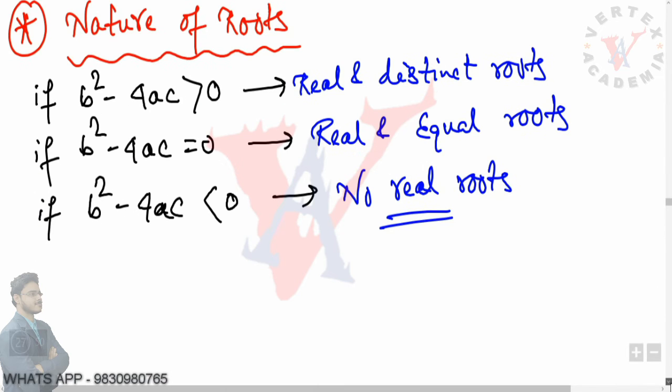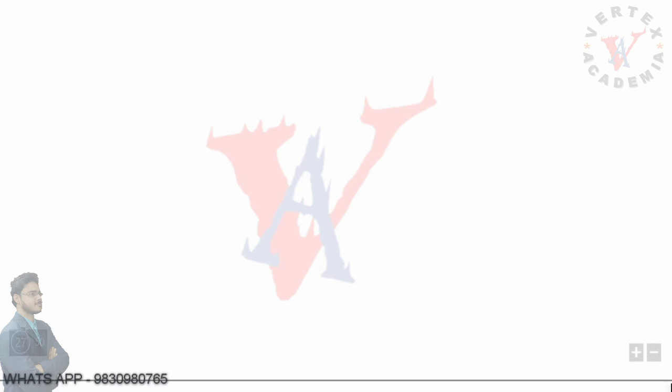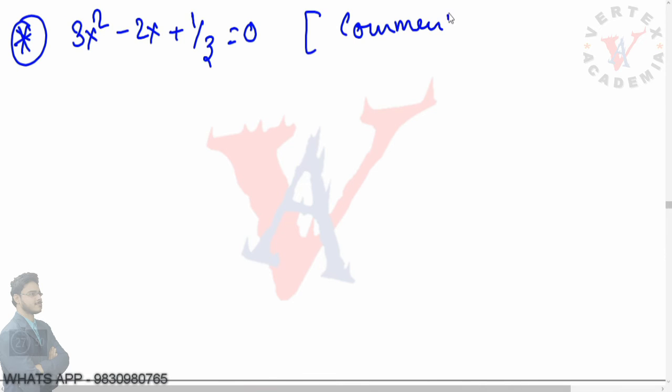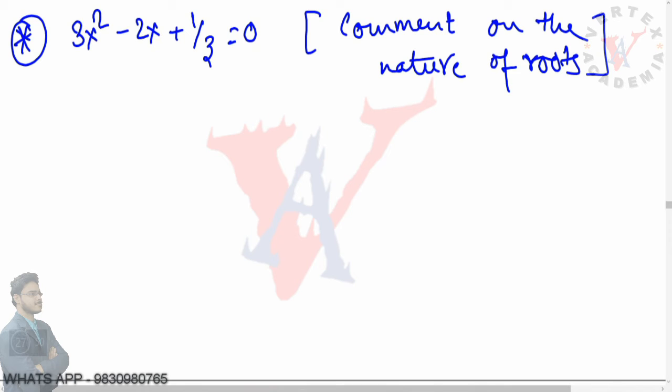Now some examples, what type of questions can come. So the first example: 3x square minus 2x plus 1 by 3 equals 0. Comment on the nature of roots. Okay, now we have been asked to comment on the nature of roots.